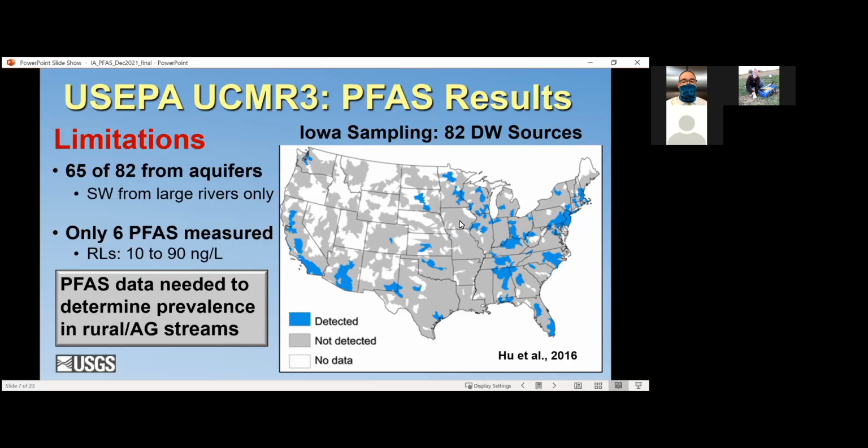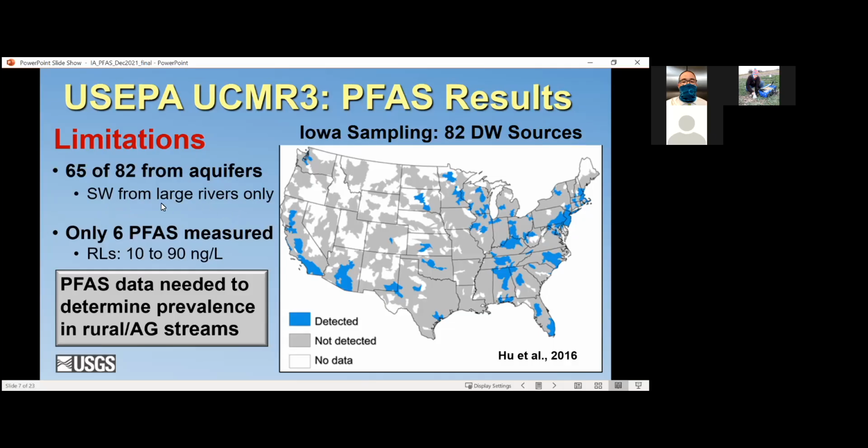But if you look at the data a little bit closer, almost all of the drinking water sources were in fact from aquifers. So if you're trying to get a better understanding of PFAS in streams, data from aquifers is really not going to tell you that. And the rivers that were sampled were actually the larger rivers, because the EPA was looking at drinking water sources. Obviously, the drinking water intakes in Iowa are only on the large rivers and streams. So still, those small rivers and small streams that I provided an example of on the previous slide really seem to be falling through the cracks.